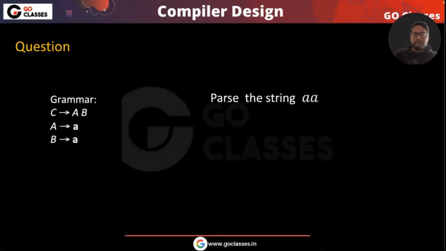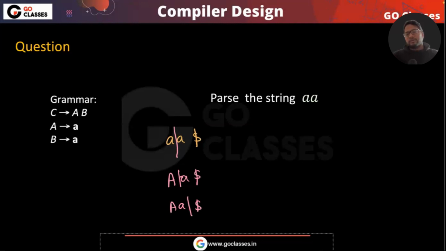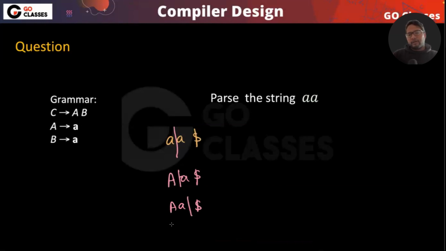Okay, now let's just parse this string. Can you parse quickly? So you will have this. Now tell me, should you be reducing this small a to capital A or capital B? To capital A, right? Capital A. And then you will be having this. Then should you be reducing this small a to capital A or capital B? Now to capital B, right? Now to capital B. And then to S or C, whatever, right? Now I hope you understood how to parse.